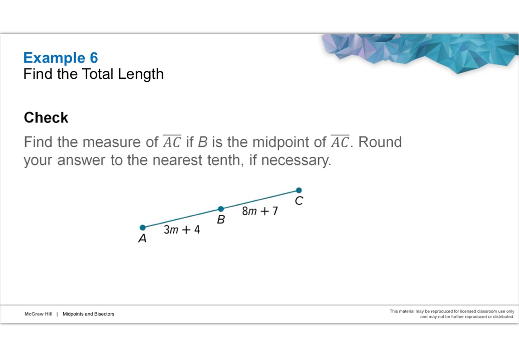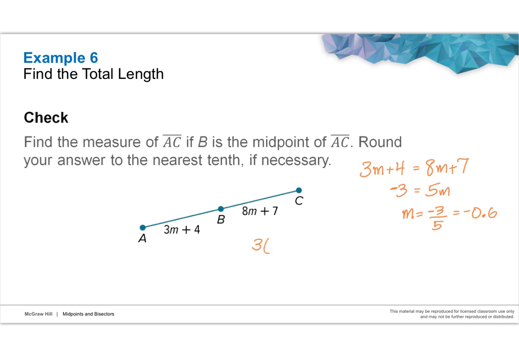And in our last example, we have a similar setup to example 5, where we know B is the midpoint. So these two expressions, 3m plus 4 is equal to 8m plus 7. Subtracting our 3m's from both sides, we get 5m. Subtracting 7 from both sides, we get -3. So our m is equal to -3/5. It said round to the nearest tenth, so it's okay if you'd like to make that into a decimal at this point, which is -0.6.